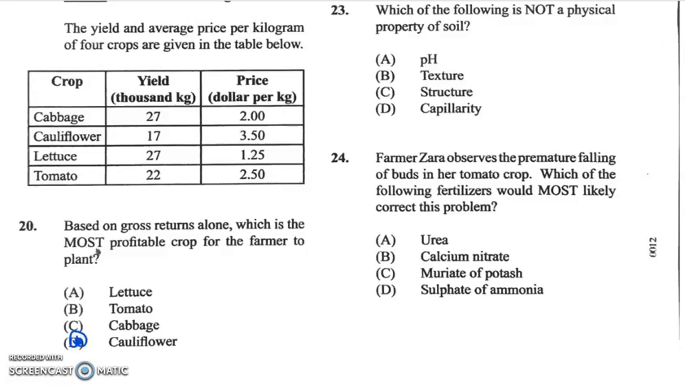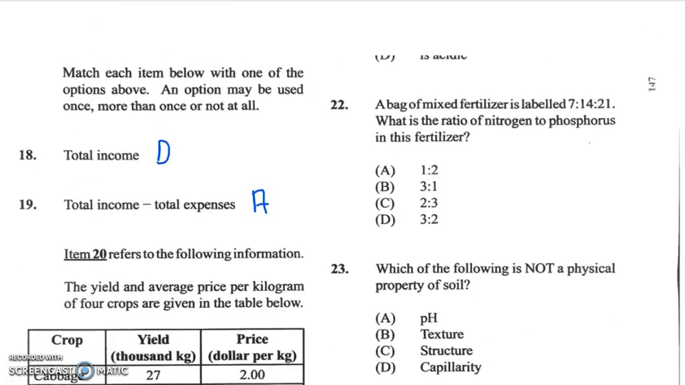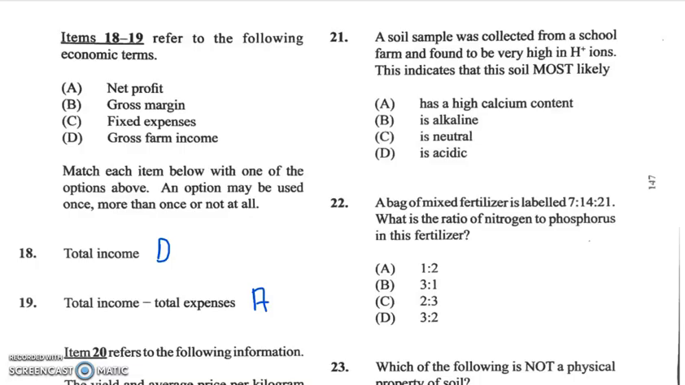Question 21. A soil sample was collected from a school farm and found to be very high in H ions. This indicates that this soil is mostly acidic. So the soil is very acidic, D. Question 22. A bag of mixed fertilizer is labeled 7:14:21. What is the ratio of nitrogen to phosphorus in this fertilizer? And the answer to 22 is definitely A, 1:2.